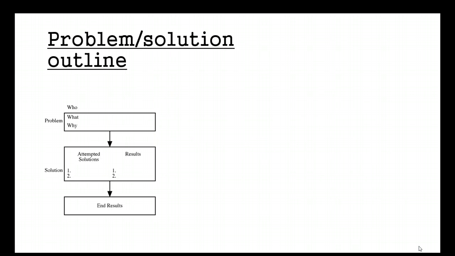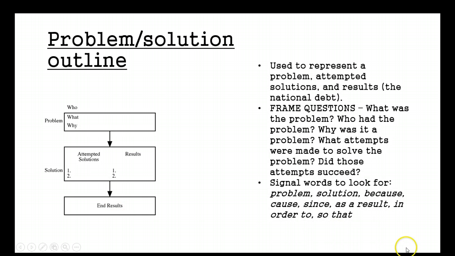You might want to use the problem solution outline. This part talks all about the problem. This part talks about the attempted solution and the results, and then what happened at the end. And here are some signal words to look for in that. Sometimes you might find a text that's just the problem and never has a solution. You might just want to use the first part, maybe the second part, but not this part.